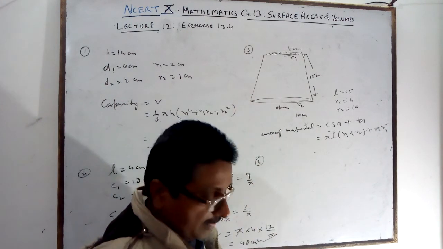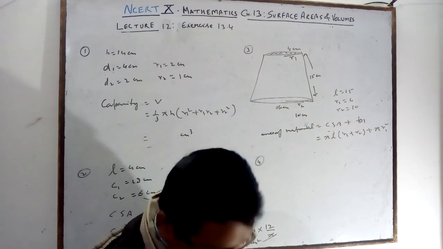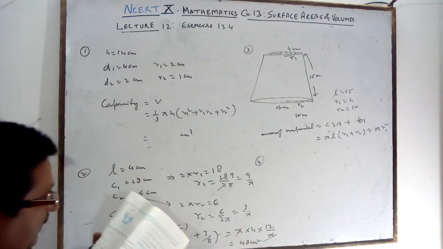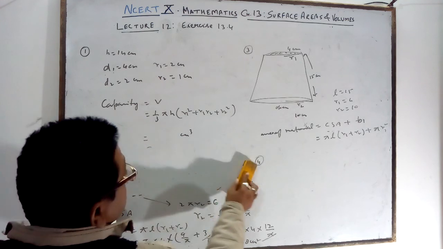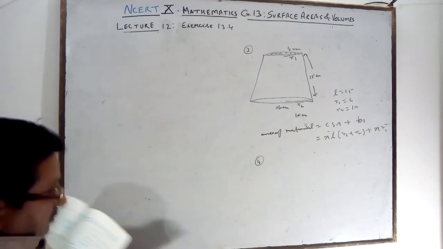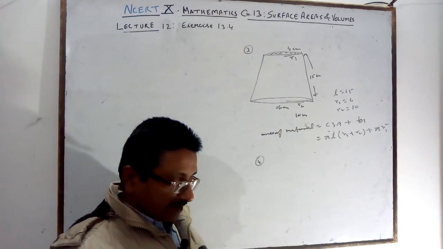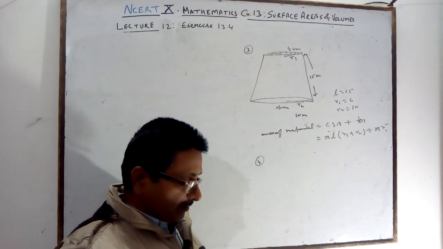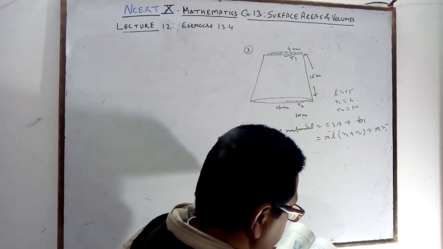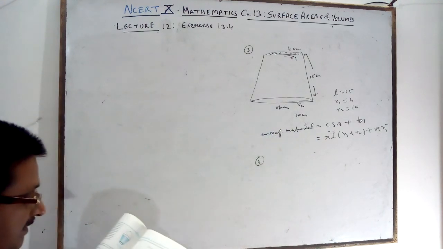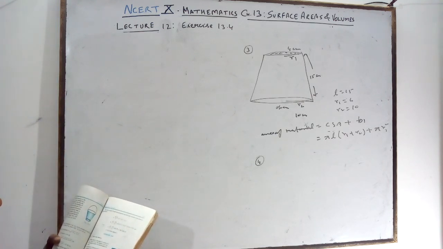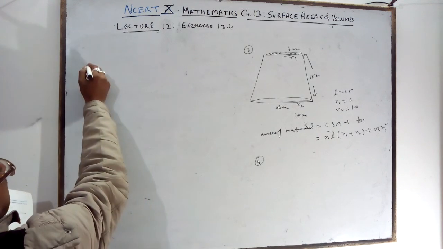Question number 4. What is the question number 4? A container opened from the top and made of metal sheet is in the form of a frustum of a cone of height 16 centimeter. The radii of its lower and upper ends are 8 and 20 centimeter. This is given in question number 4.